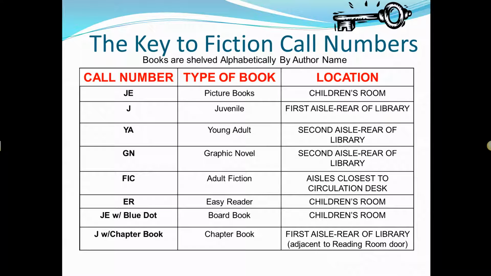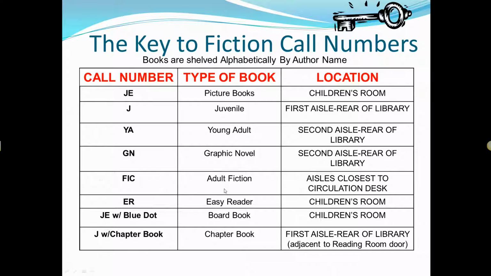So, a quick key to those call numbers. JE, those are our picture books in the children's room. J, our juvenile fiction, the first aisle at the rear of the library. YA, our young adult, that's in the second aisle at the rear of the library. GN, those are our graphic novels. They're in the second aisle, the rear of the library as well.